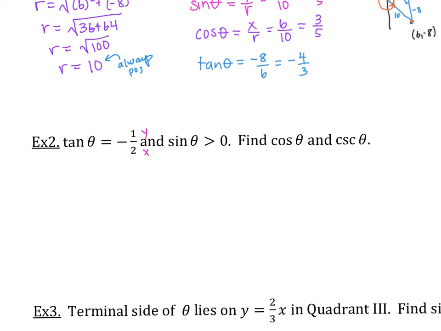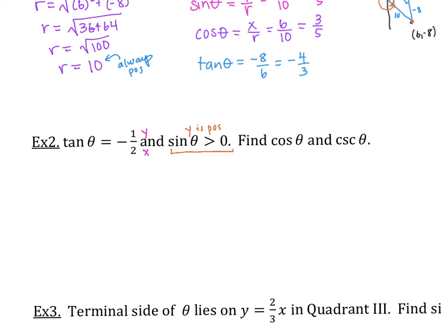Okay, I don't know if that negative applies to the y or to the x because it cannot apply to both. So I'm going to consider the rest of the information it's telling me right now. Okay, now it's telling me that the sine of theta is greater than 1. What is that really telling me? It's telling me that the y is positive. So I know the y coordinate has to be positive because the sine of theta is greater than 1.